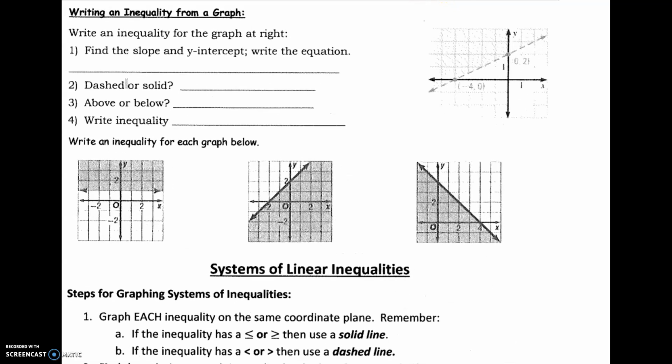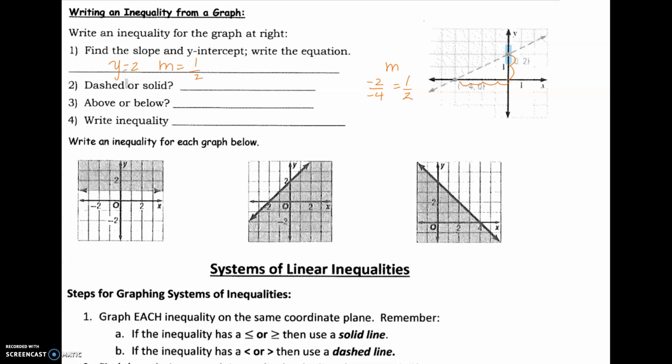Okay, so where is it crossing the y-axis? It looks like it's crossing the y-axis at 2. As far as finding the slope, you can use rise and run. That is probably best to find your slope. So it looks like we're going down 1, 2. Going down is negative, and moving 1, 2, 3, 4 to the left. And that can simplify to a positive 1/2. So your slope is 1/2.